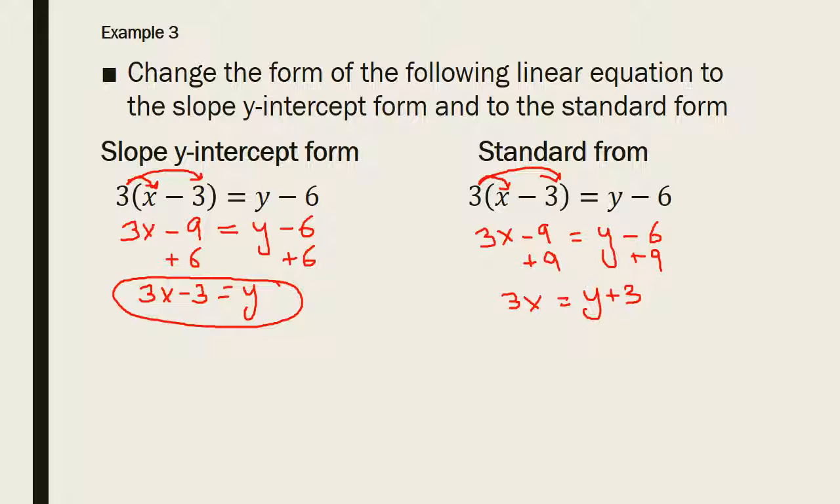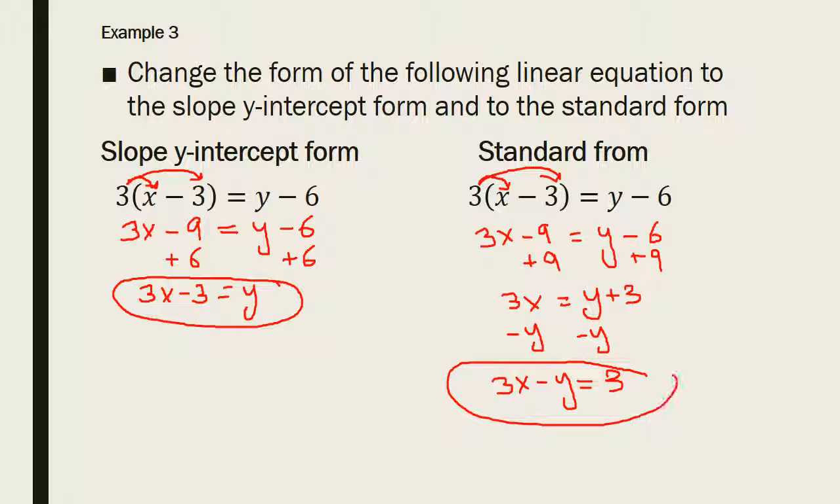X and y are on opposite sides. I need to bring them together on one side. So I'm going to take away y from both sides. I'm going to end up with 3x minus y equals 3. And that's the standard form for the linear equation.